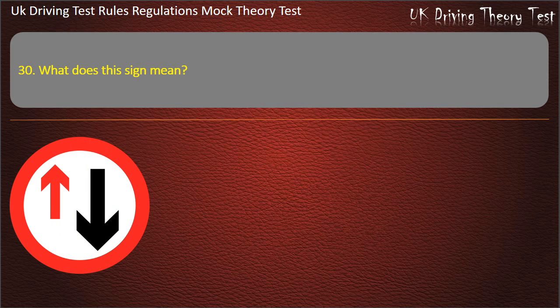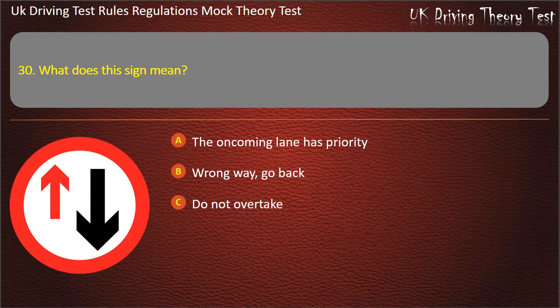Question 30. What does this sign mean? The oncoming lane has priority. Wrong way, go back. Do not overtake. Your lane has priority. Answer. The oncoming lane has priority.